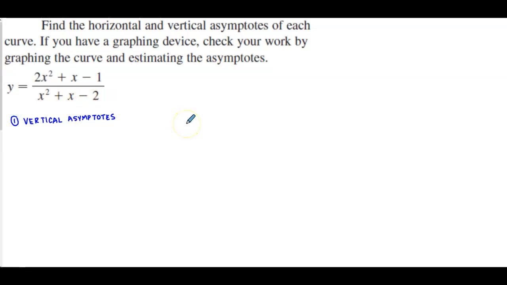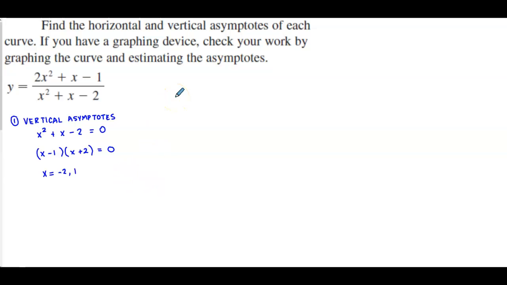So what we can do is set the denominator equal to 0 and solve for x. So we have x squared plus x minus 2, which is equal to 0. We can factor this to be x minus 1 times x plus 2. So that tells us that our vertical asymptotes are x = -2 and x = 1.